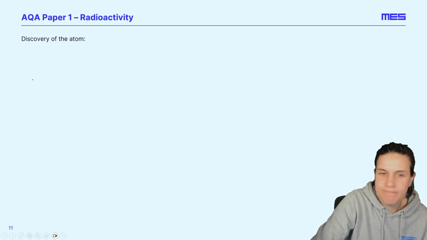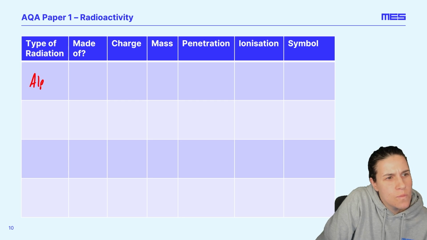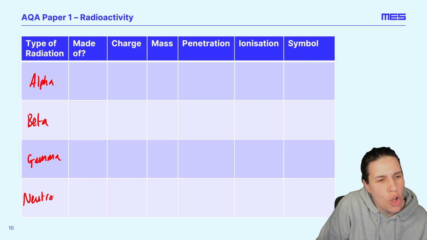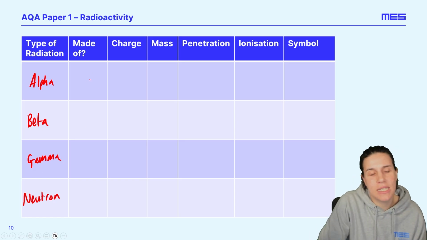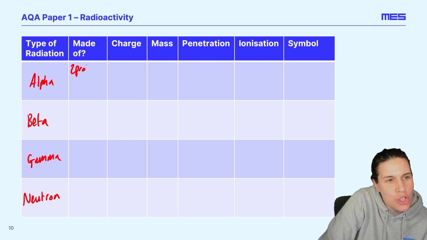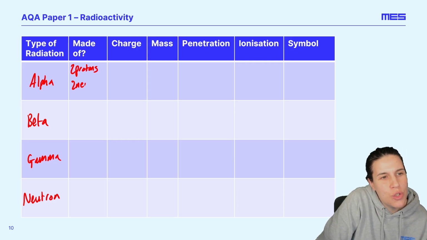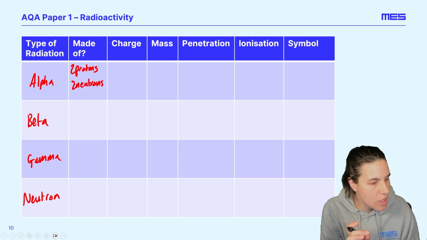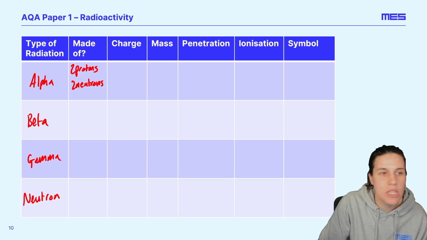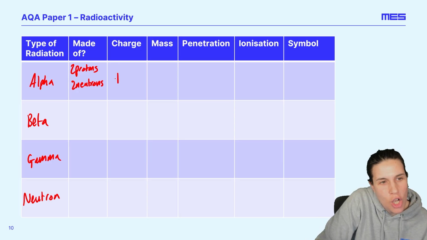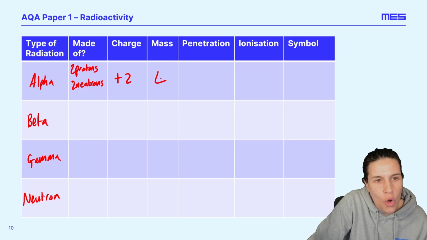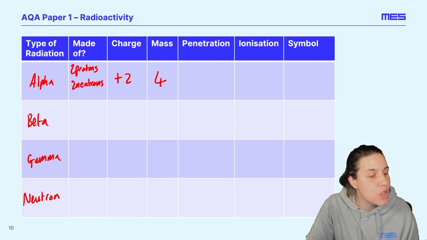We've got alpha, we've got beta, we've got gamma, and we've got neutron. Okay, so an alpha particle is made up of 2 protons and 2 neutrons. It's sometimes called a helium nucleus, not a helium atom, a helium nucleus, because it's got no electrons. Because it's got 2 protons, it's got a charge of +2, and 2 protons and 2 neutrons means it's got a mass of 4.